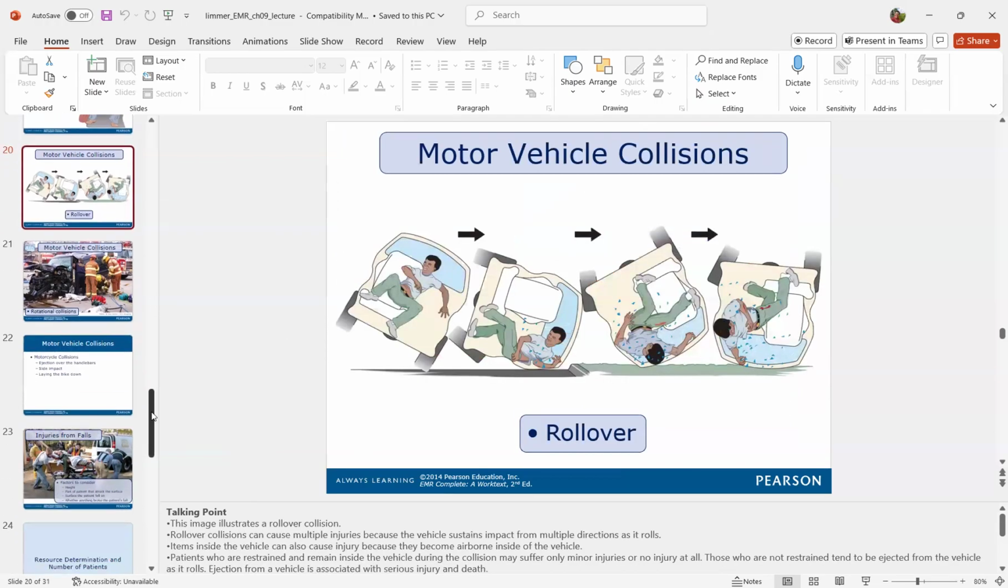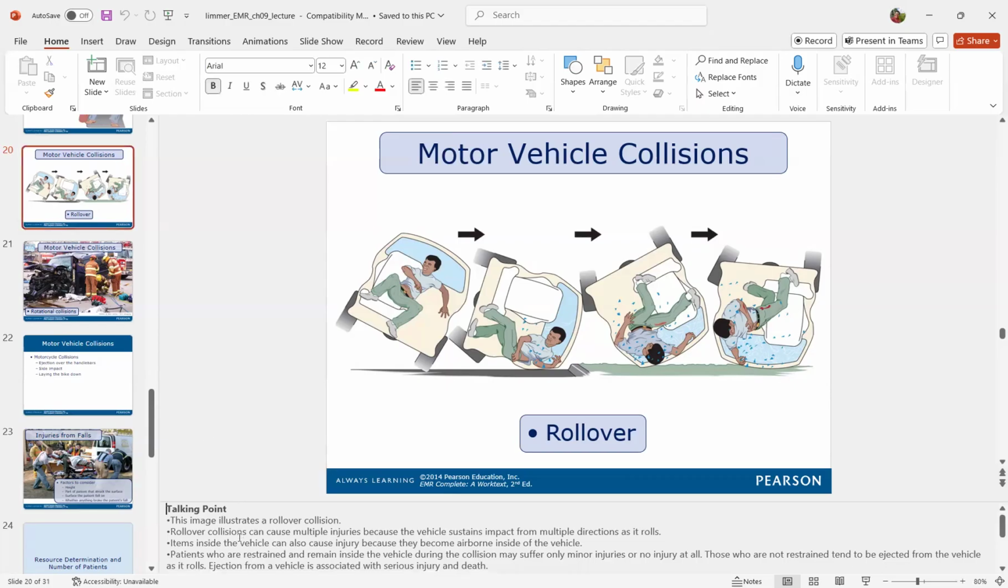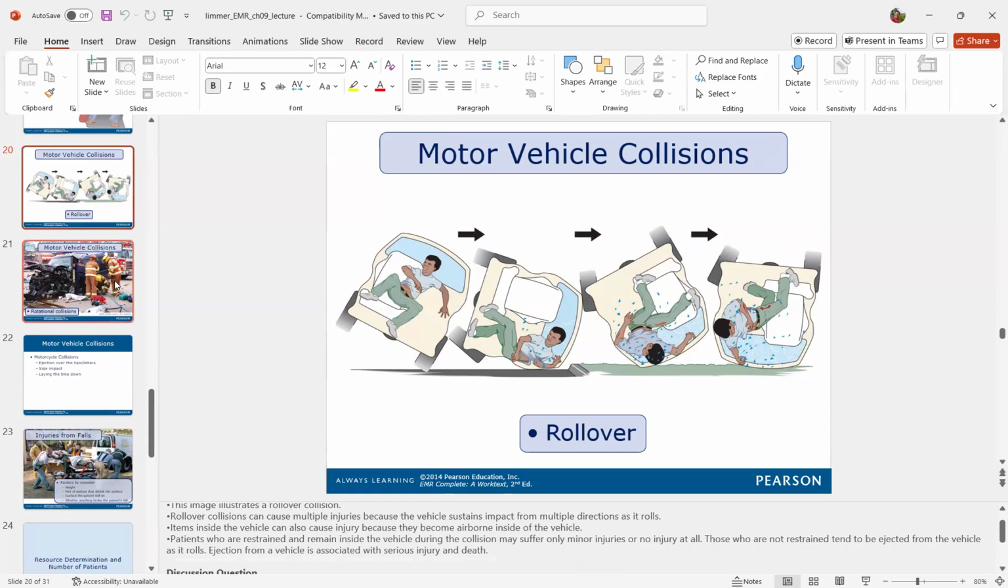We have rollovers. Rollovers can cause multiple injuries because the vehicle sustains impacts from multiple directions as it rolls end over end or side over side. Items inside the vehicle can also cause injury. They become airborne inside the vehicle and start hitting you. Patients who are restrained or remain inside the vehicle during the collision may suffer only minor injuries or no injuries at all. Those who are unrestrained can be ejected from the vehicle as it rolls. Ejections are associated with serious injury and a lot of times death. They can be thrown out a window or an open space.